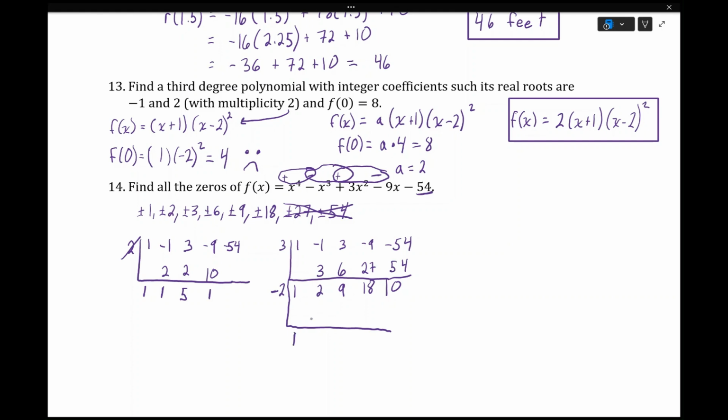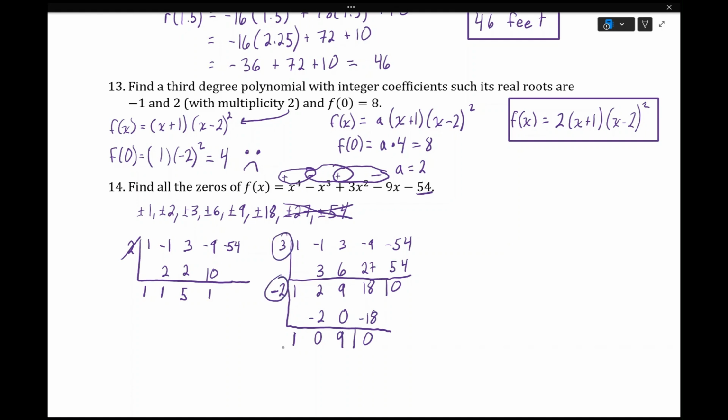So I bring down the 1 times -2 is -2, which gives me 0. 0 times -2 is 0. 9 plus 0 is 9, times -2 is -18, which gives me 0. Woohoo! So these are 2 of the zeros.